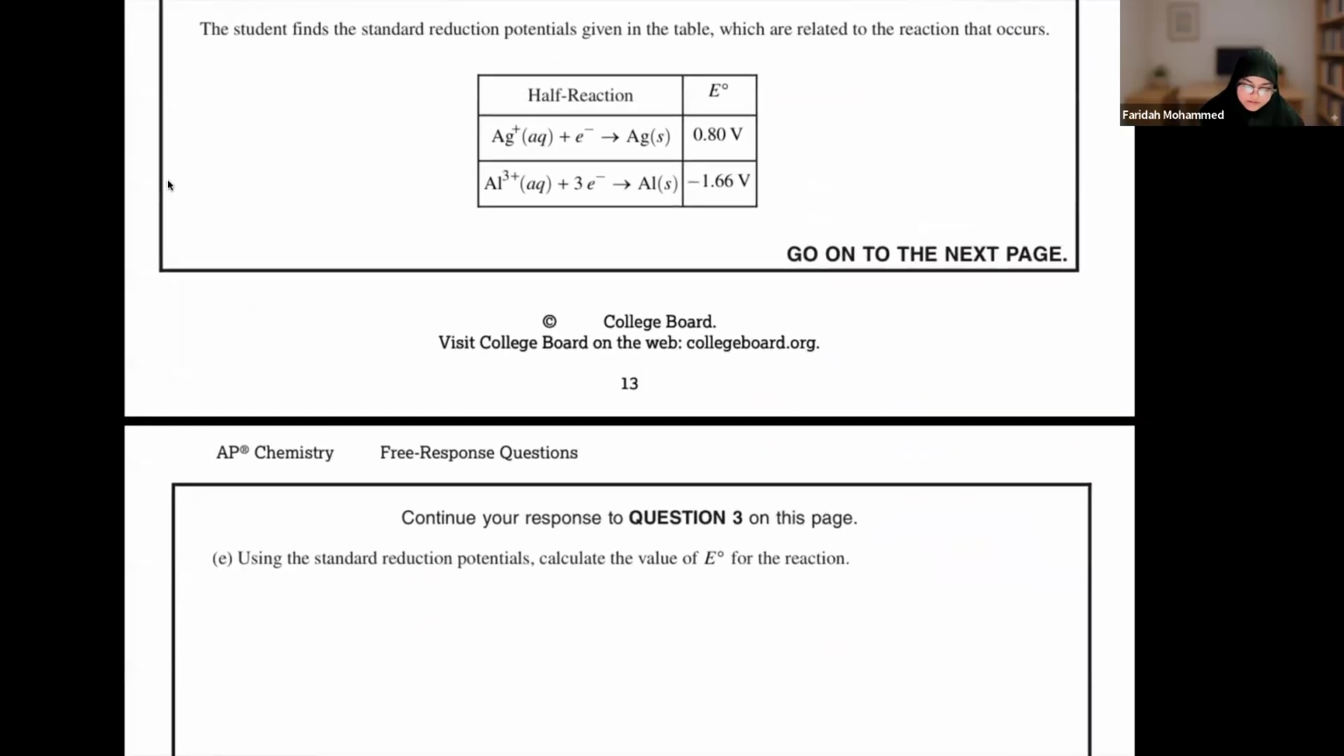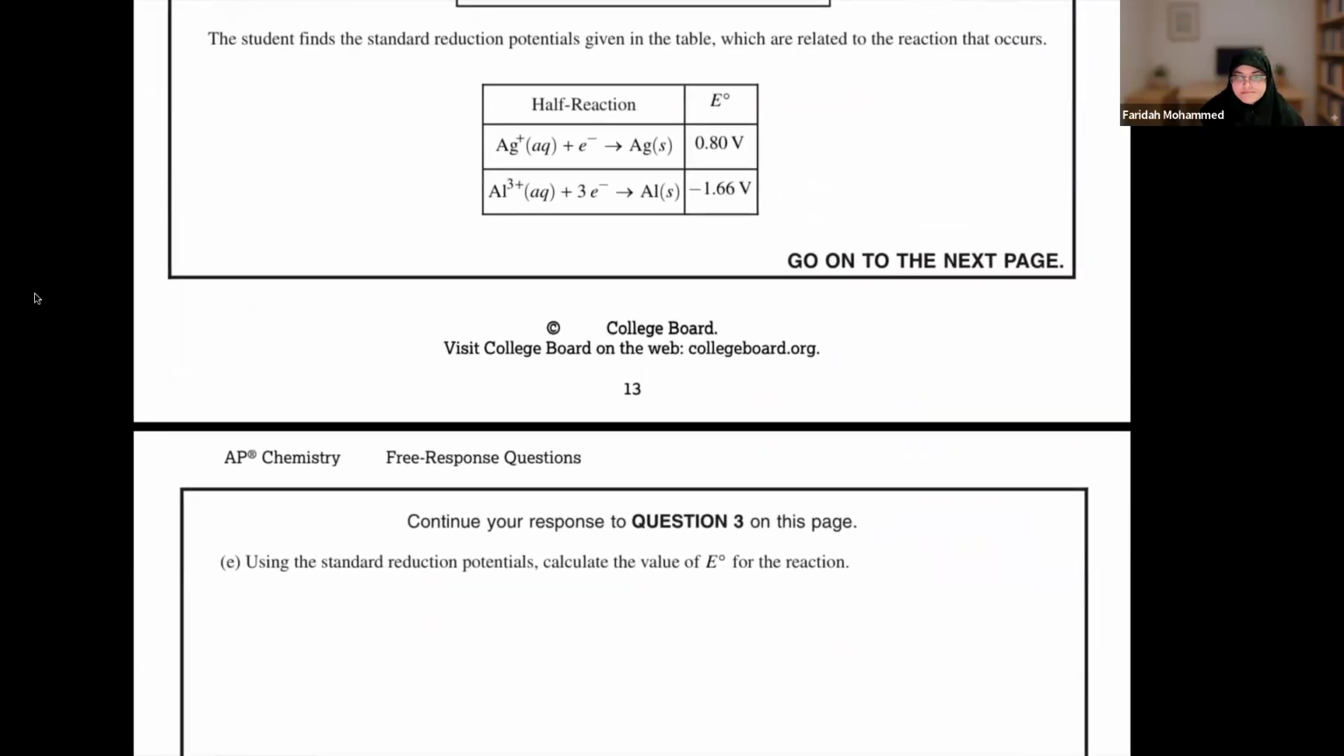For this one, you just have to calculate your E, right? Just have to calculate your E. So E equals to, see which one? This is going to be reduced. This is oxidized. The lower value is oxidized.